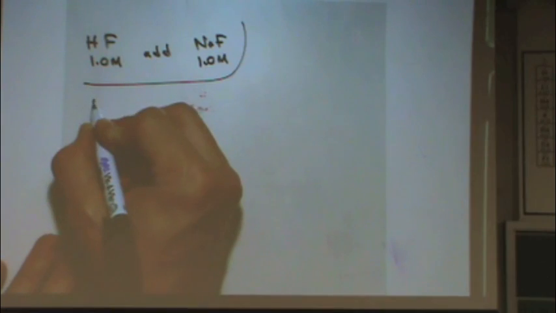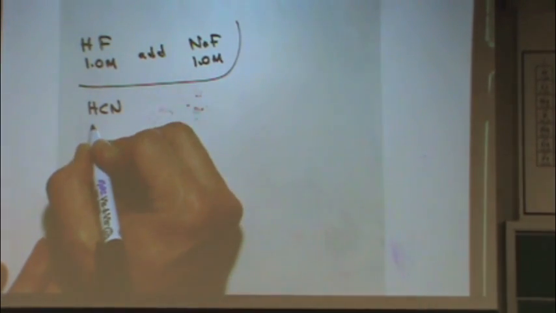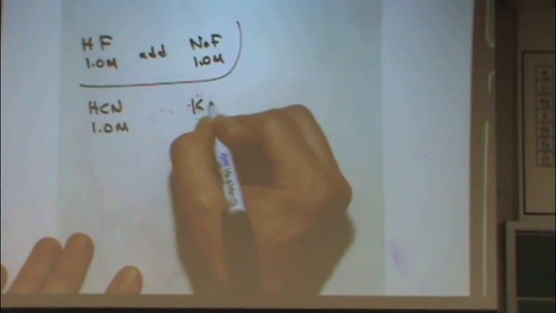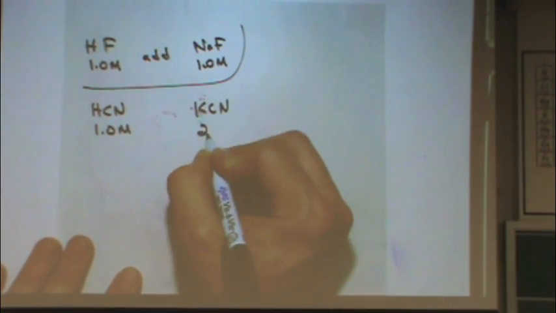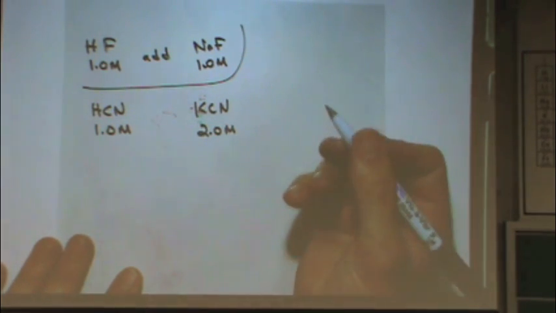Because as you've probably seen in the practice exams, sometimes a buffer problem can be a long answer problem. Okay, let's say I have HCN, and let's say I have 1 molar of this. And then let's say I have KCN, and let's say I have 2 molar of this.